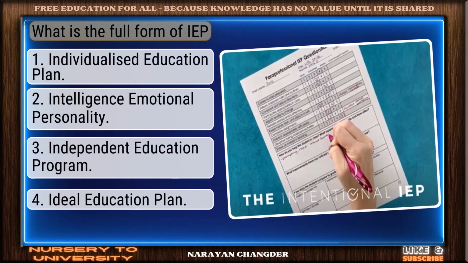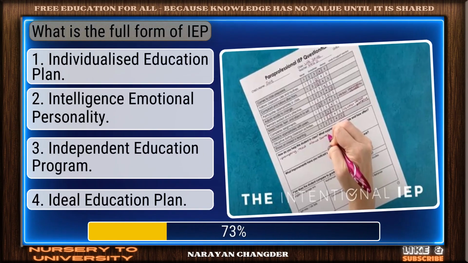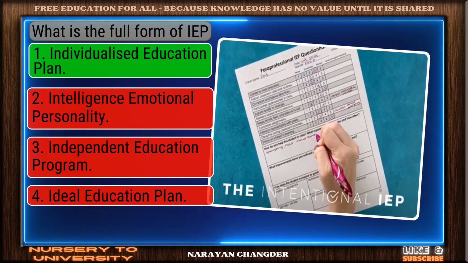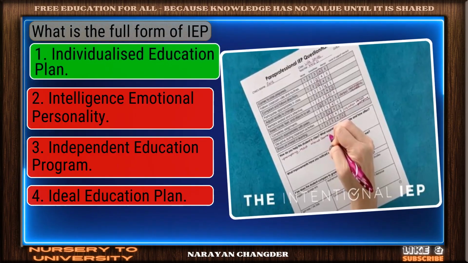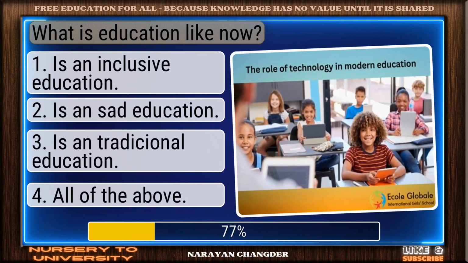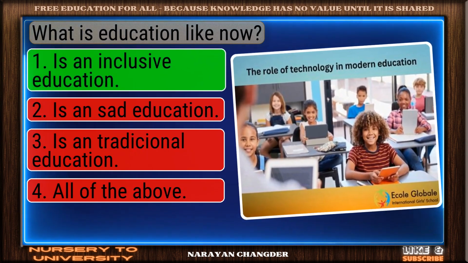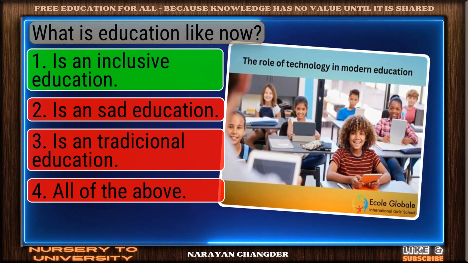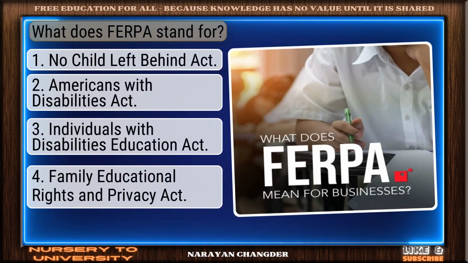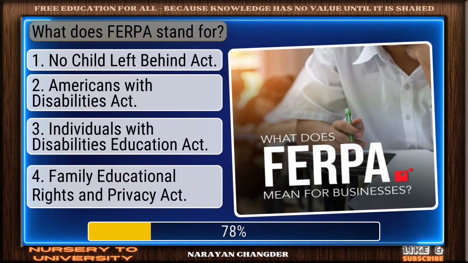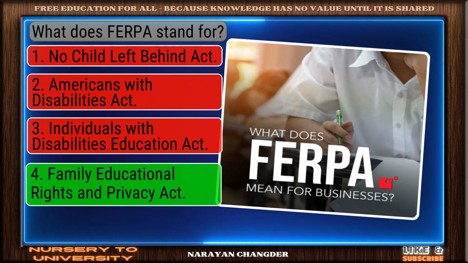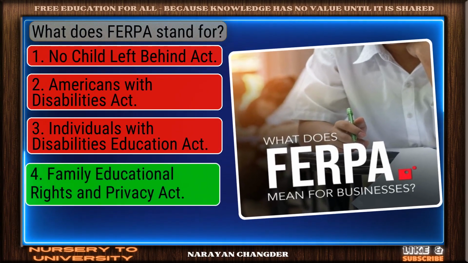What is the full form of IEP? You're right. Individualized education plan is the correct answer. What is education like now? Sharp thinking. Inclusive education is the right choice. What does FERPA stand for? Great job. Family Educational Rights and Privacy Act is the accurate answer.